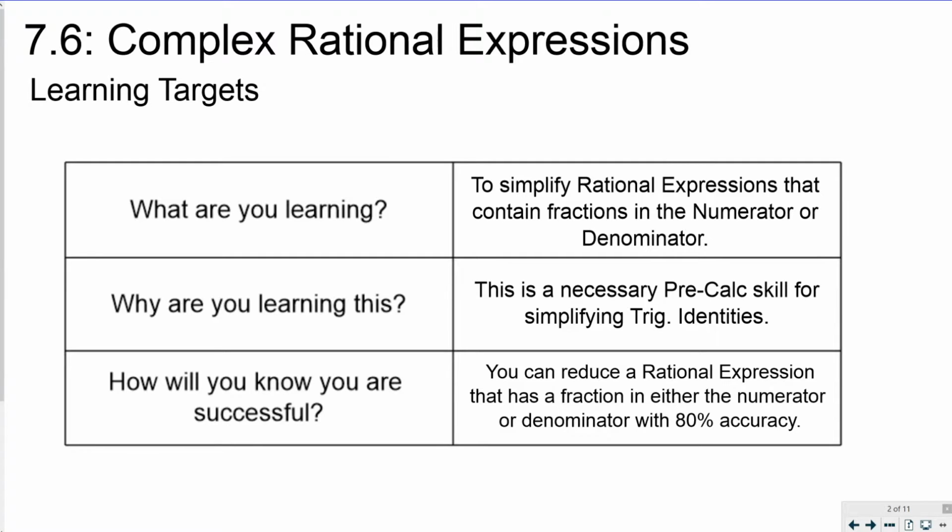So in this section, we are learning to simplify rational expressions that contain fractions in the numerator or denominator. This is a necessary skill for pre-calc for simplifying trig identities, and you'll know you're successful when you can reduce a rational expression that has a fraction in either the numerator or the denominator, and you're going to be accurate about it.